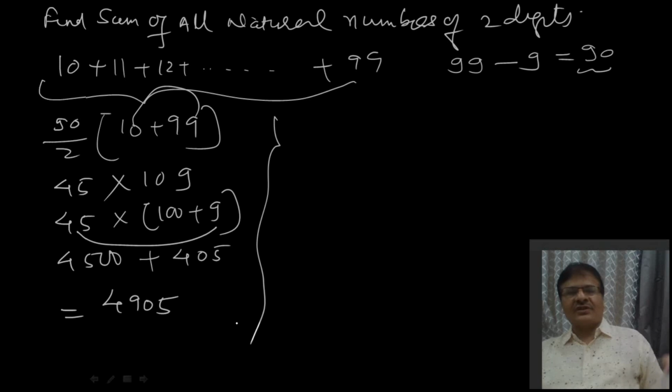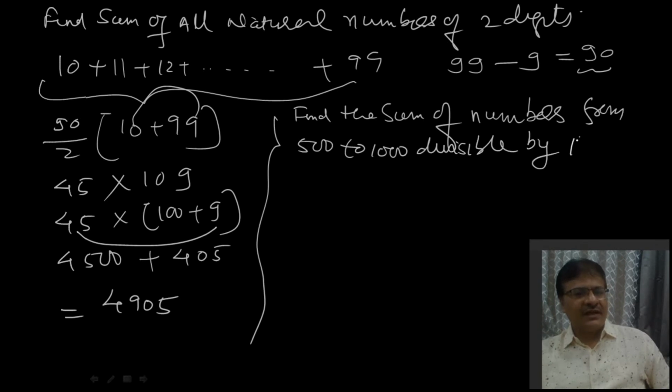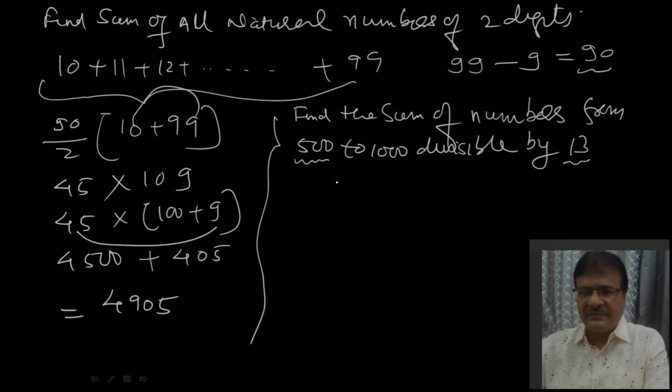Now the next question is: find the sum of numbers from 500 to 1000 which are divisible by 13. That is my question. The only problem is to determine the first number. Which number more than 500 is divisible by 13? We have to make the series of numbers which are divisible by 13.